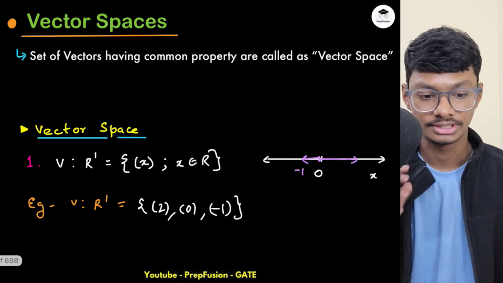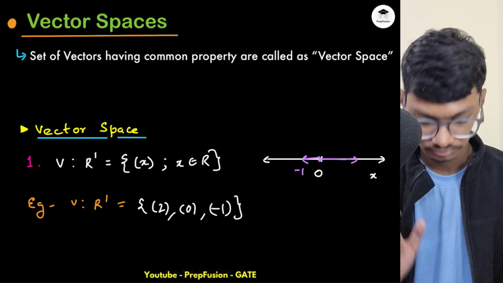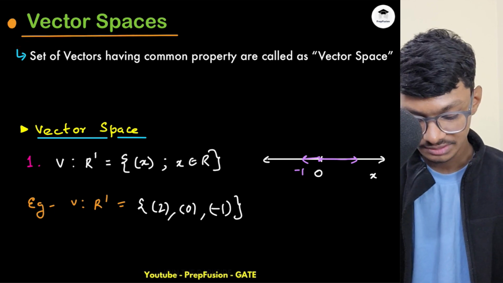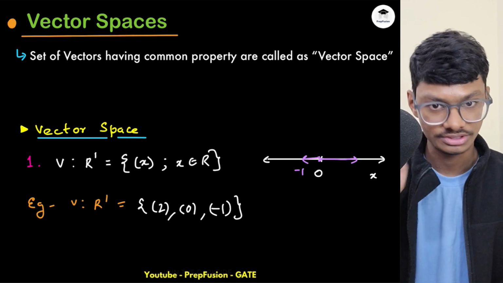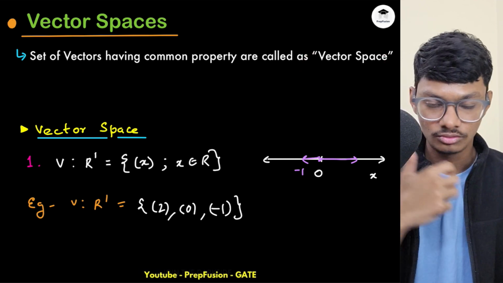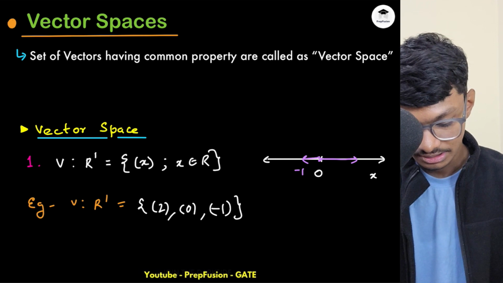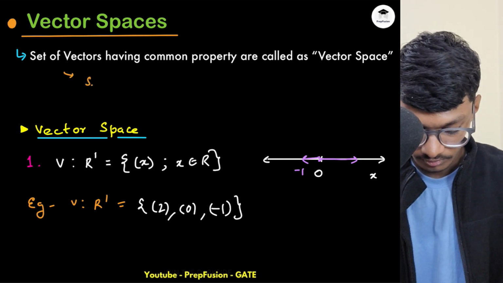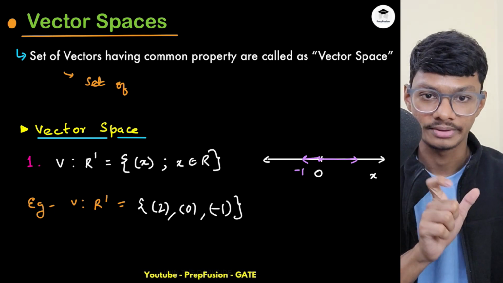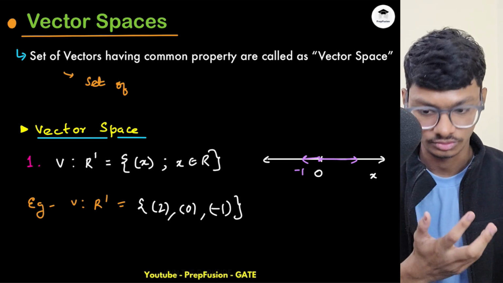Okay, so let's study about vector spaces now. So what are vector spaces? Basically, vector spaces are sets of vectors. They are sets of vectors having a common property. So basically, it is a set of column vectors which have some common property. What are those common properties? We'll talk about those, right?